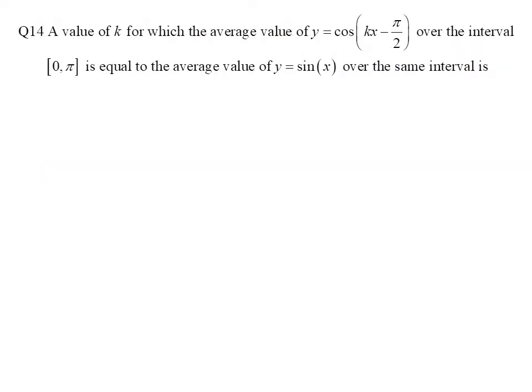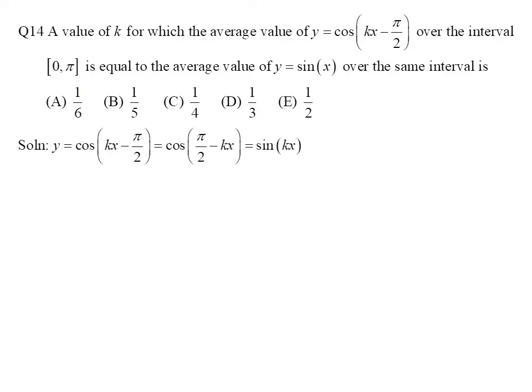Question 14 is also related to the average value problem. The given criteria are that the average value of the function y equals cosine of (kx minus pi over 2) over the closed interval from 0 to pi is equal to the average value of y equals sine x over the same closed interval. The question here is to find the value k.